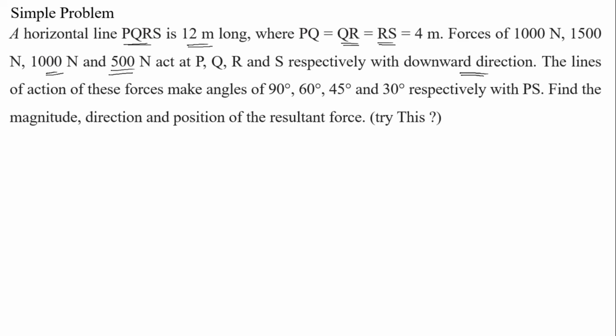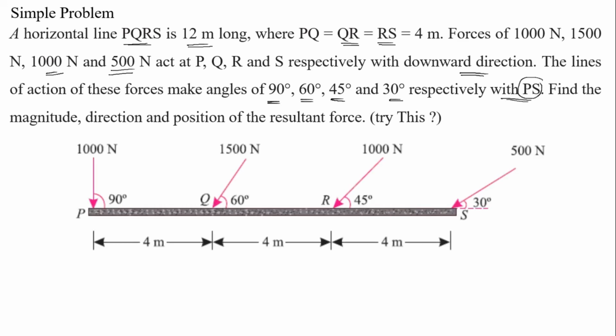The lines of action of these forces make angles of 90 degrees, 60 degrees, 45 degrees and 30 degrees respectively with PS, which means the horizontal beam. Find the magnitude, direction and position of the resultant force. So this is the problem.